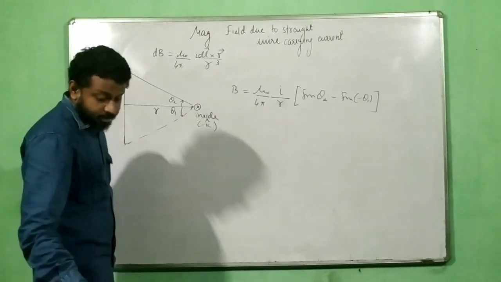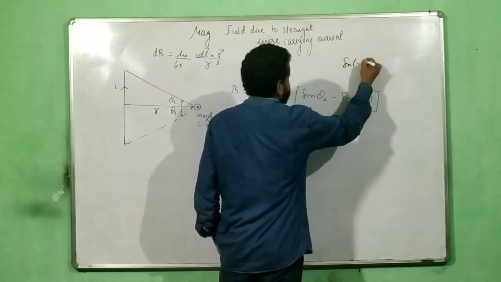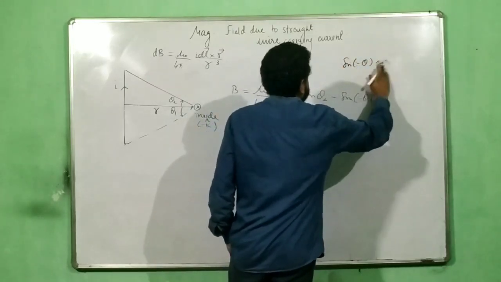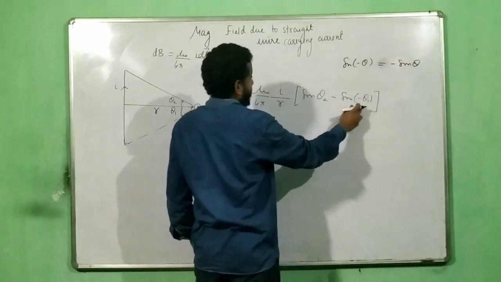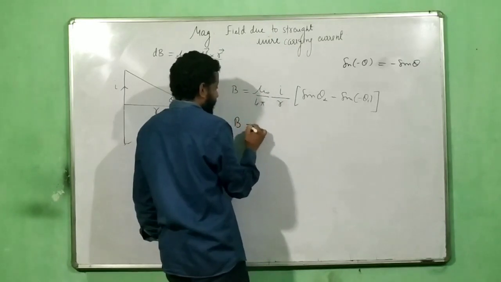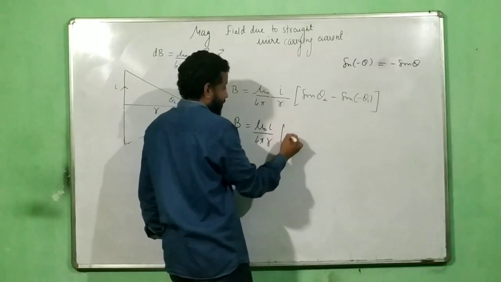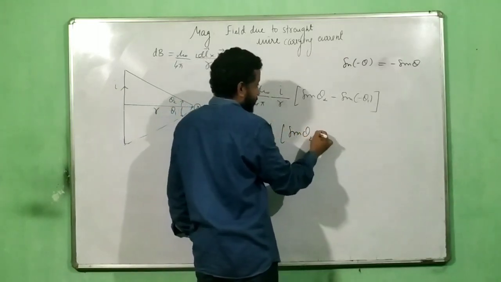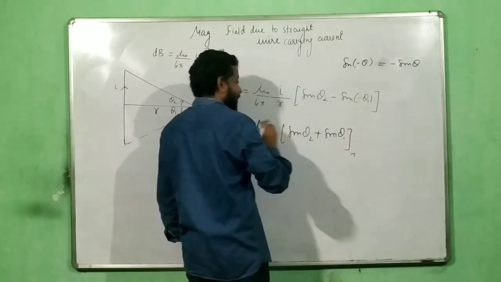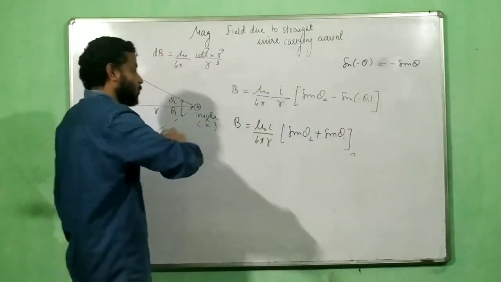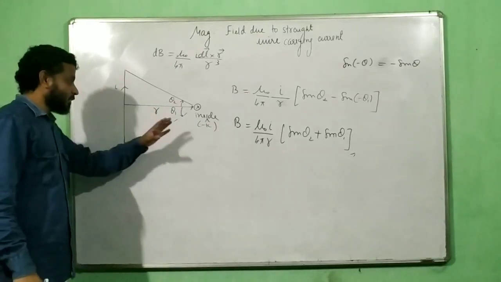Now if you remember the logic that sine of minus theta is equal to, it's not approximate, it's equal to minus of sine theta, then you can write this one as field equals mu naught I by 4 pi R, sine theta 2 plus sine theta 1. And if you remember this formula, you have no problem, absolutely no problem. Okay. So in this case you have no problem.